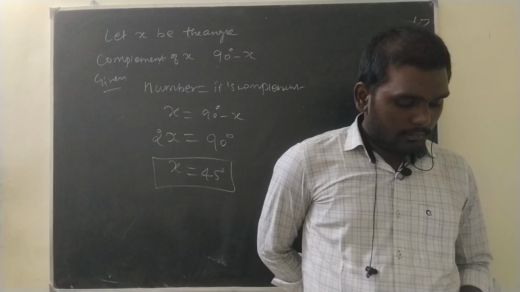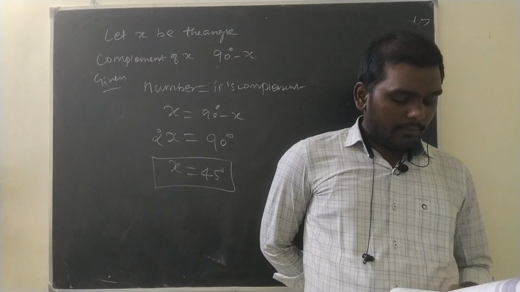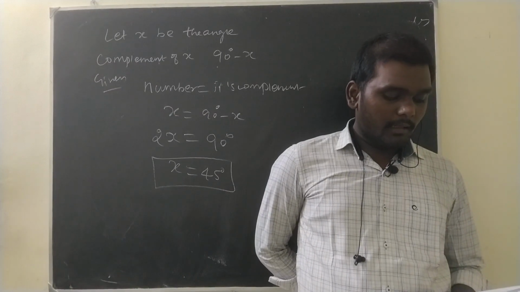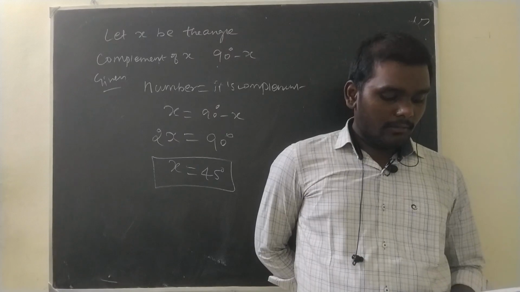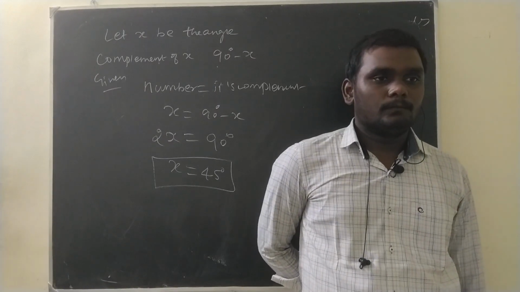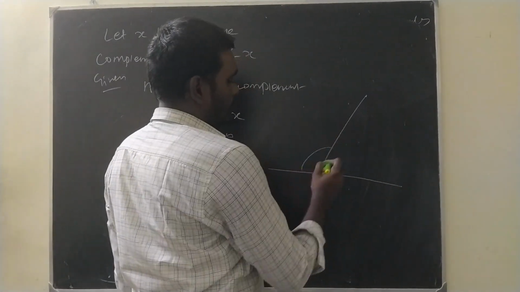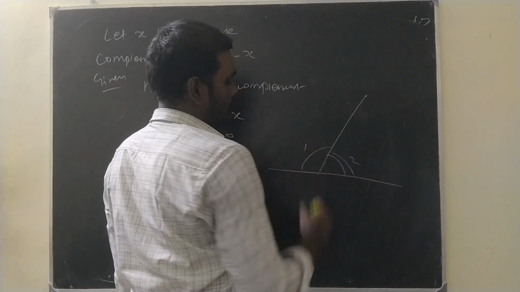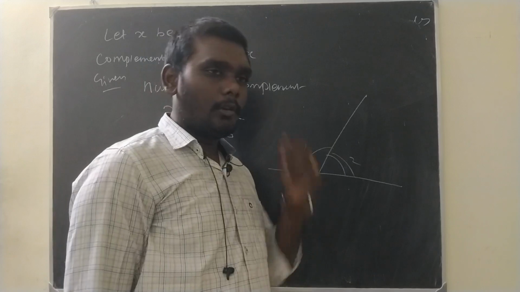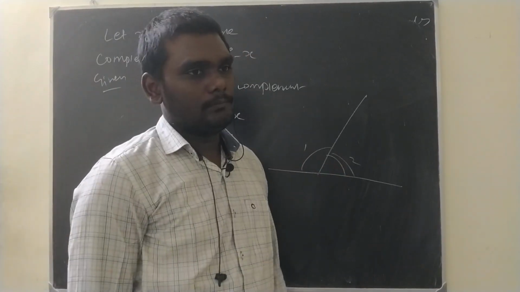Next, the sixth question. In the given figure, angle 1 and 2 are supplementary angles. If 1 is decreased, what changes should take place in 2 so that both angles still remain supplementary? There are two angles, angle 1 and angle 2. If 1 is decreased to keep the supplementary property, what changes should be made in 2?